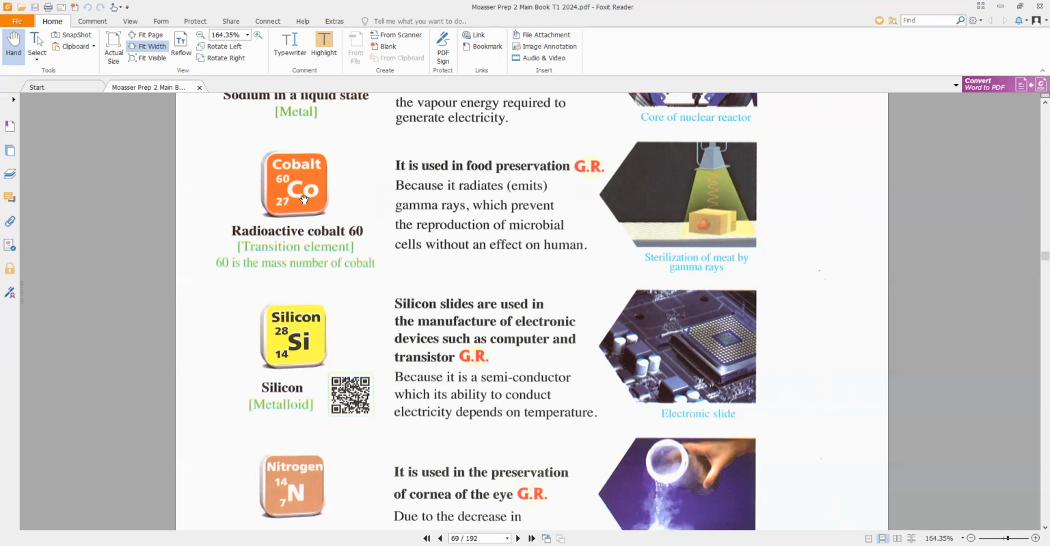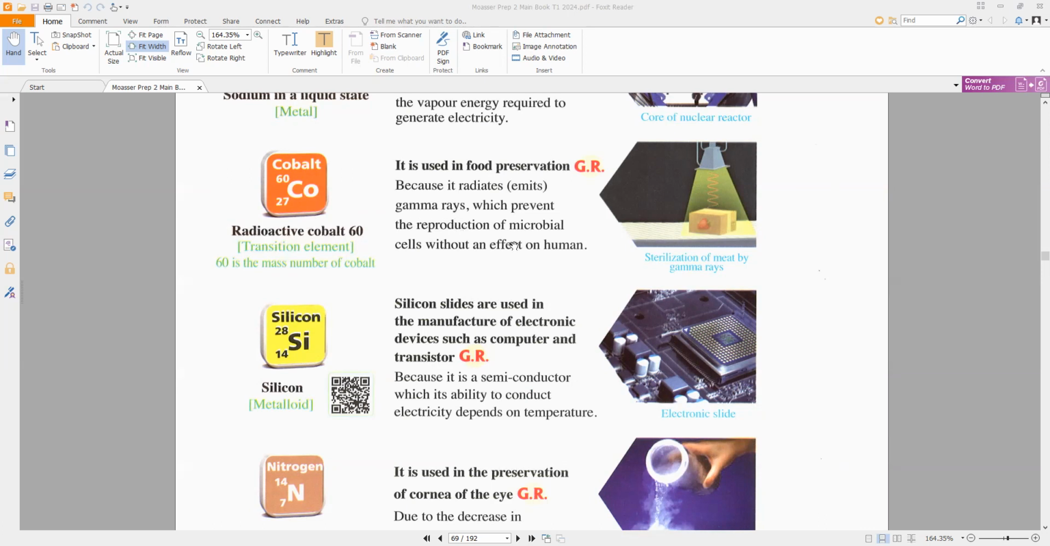We use radioactive cobalt 60 in food preservation. Why is radioactive cobalt used in food preservation? Radioactive material produces rays. It comes because it's prepared artificially. It produces rays, gamma rays.